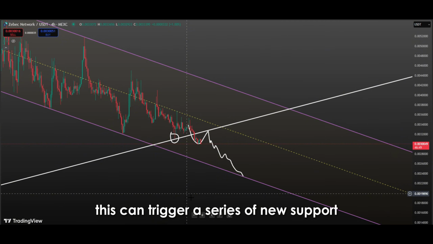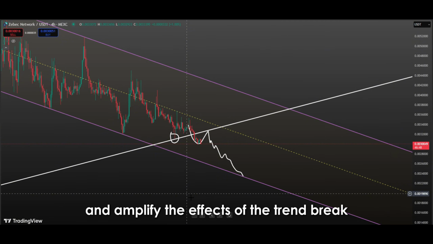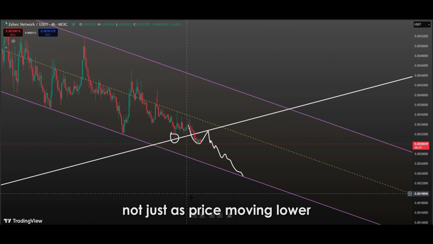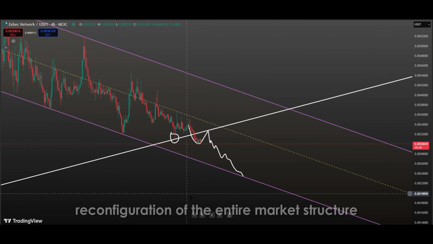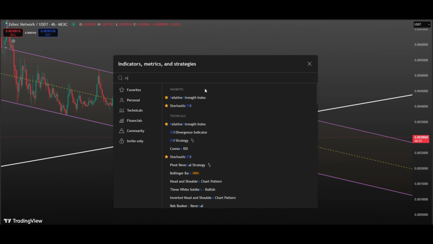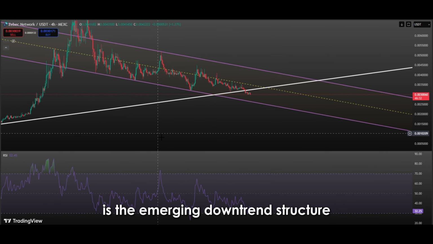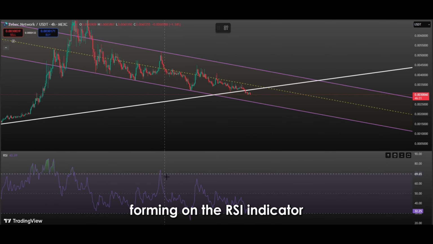This can trigger a series of new support resistance shifts and amplify the effects of the trend break. As such, investors should view long-term trend breaks not just as price moving lower, but as a possible reconfiguration of the entire market structure. One of the most notable developments in the current technical outlook of the market is the emerging downtrend structure forming on the RSI indicator.